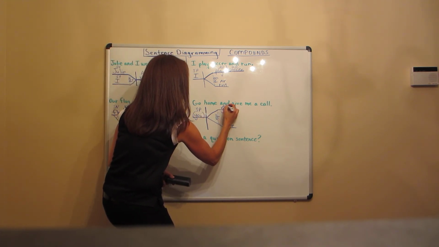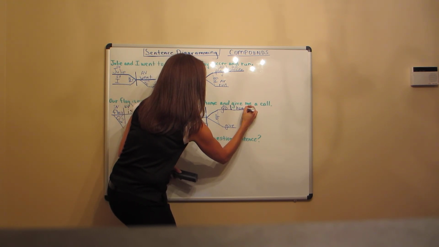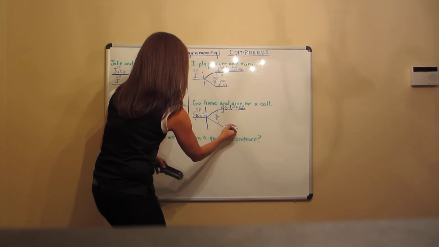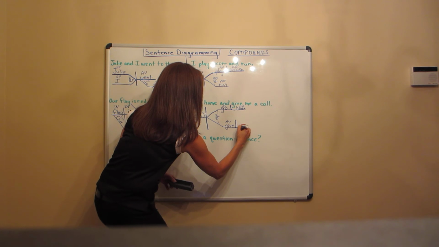Go is your action verb. Since it's an action verb, it gets a straight line and a direct object. Home is your direct object. Give is your action verb. Give what? It's a straight line with a direct object.